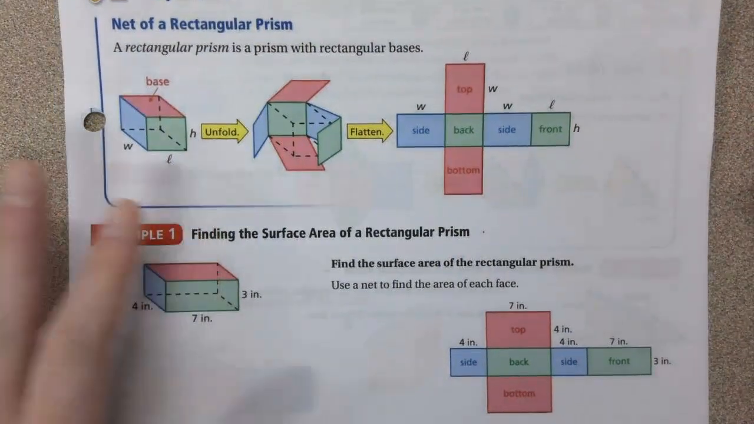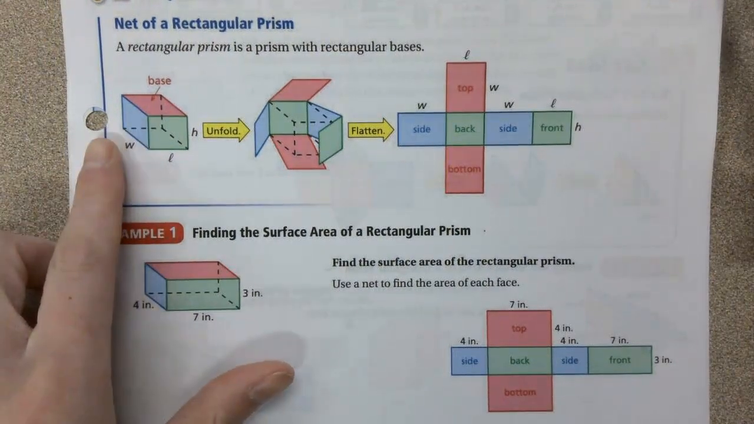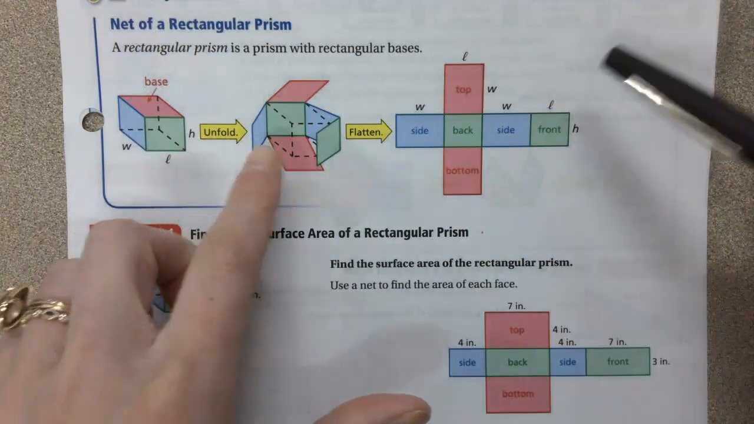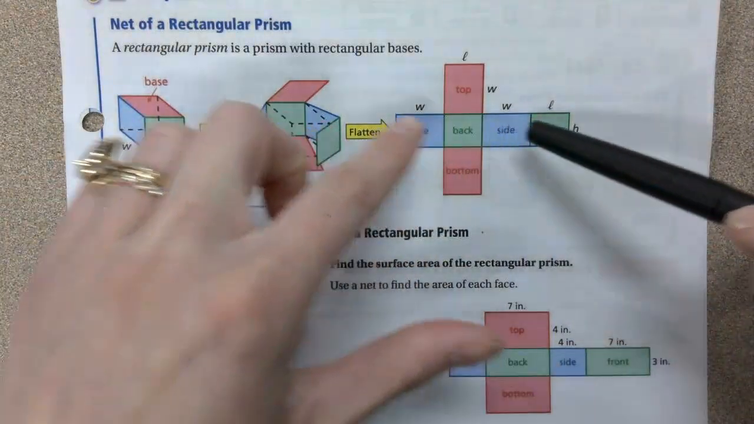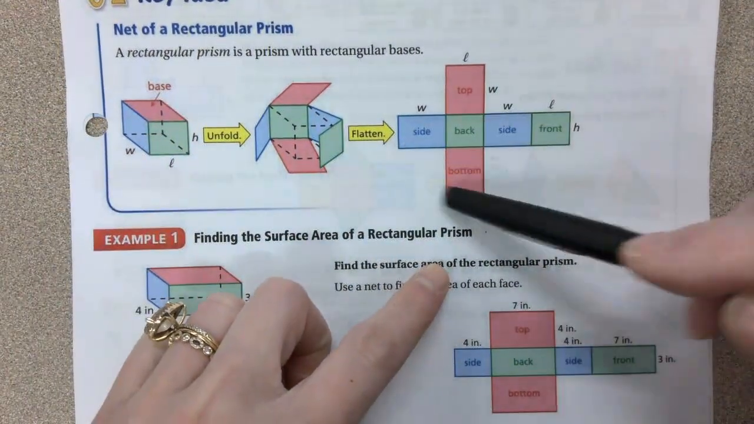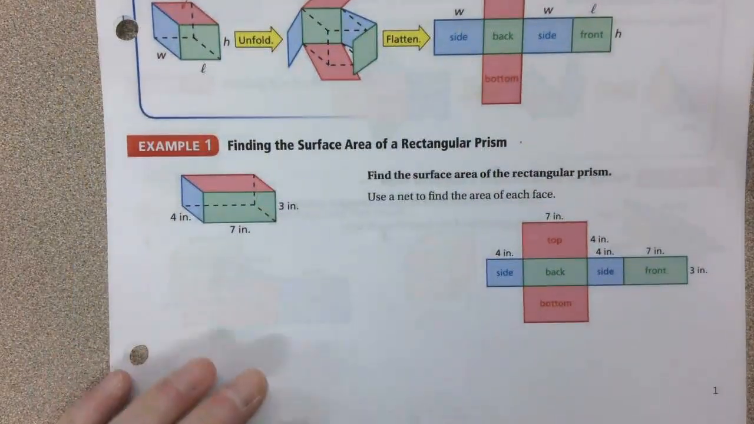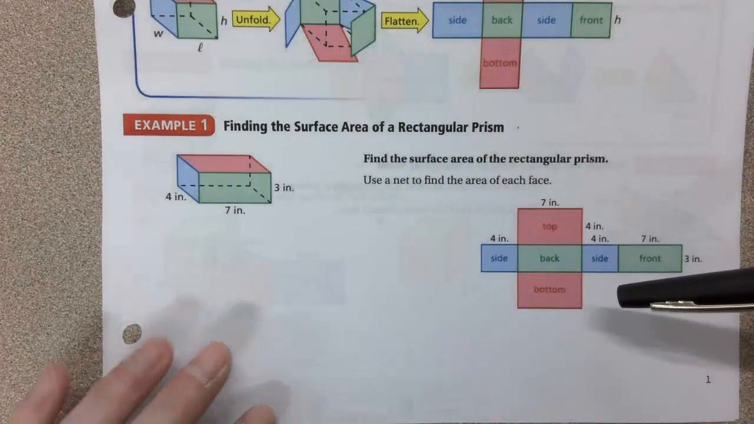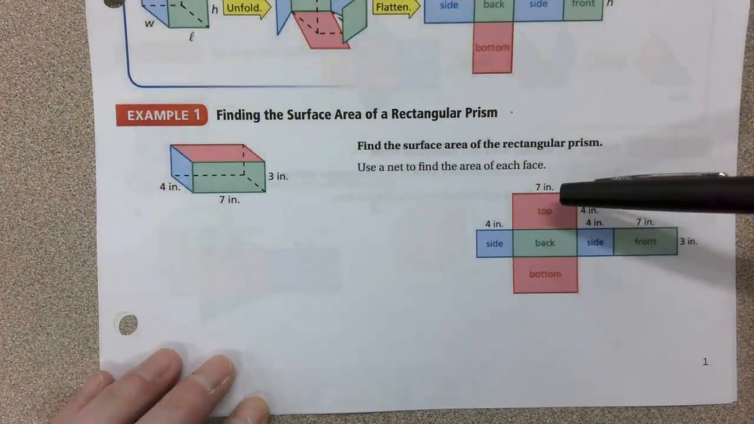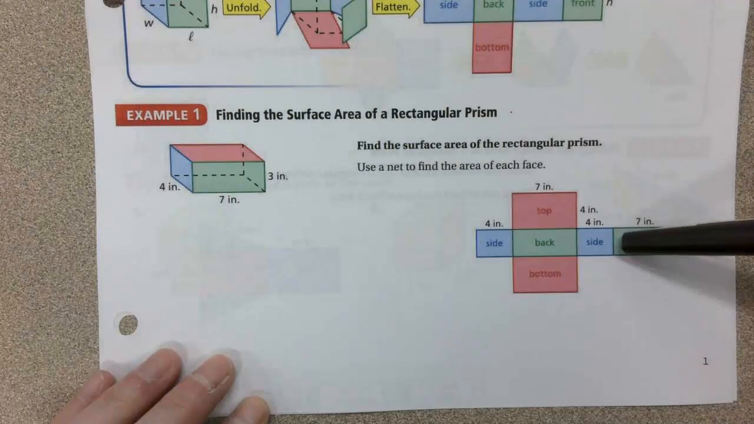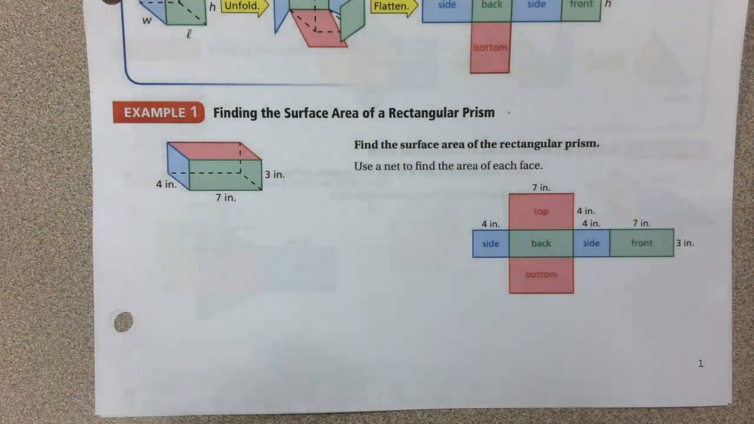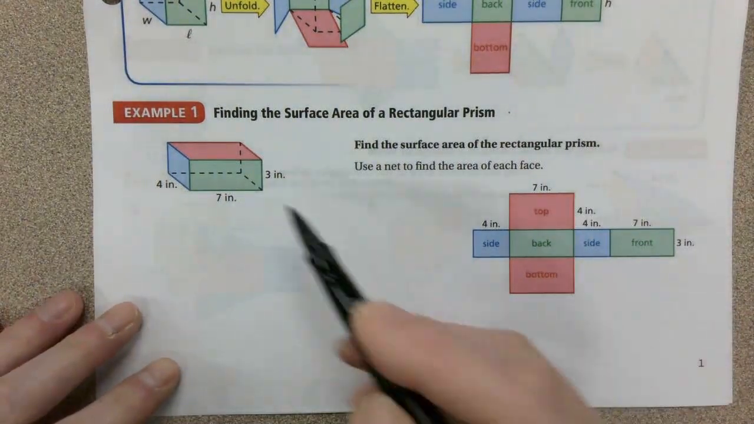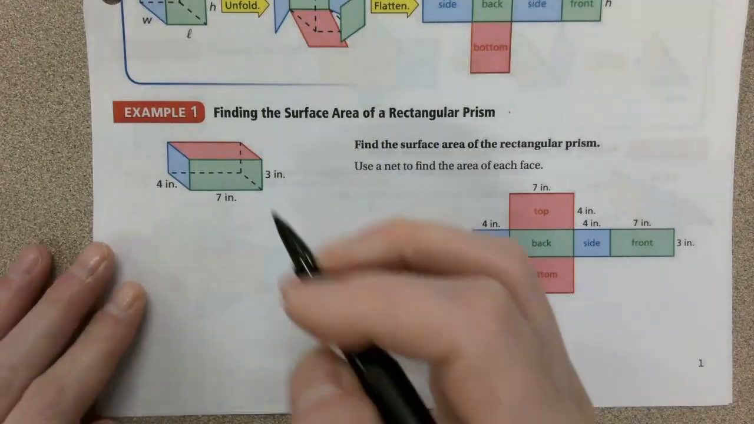So a net would be something like this. Here's my solid. Okay, we unfold it. And then when we flatten it out, that right there is the net. So we can use that net to help us find the surface area of a rectangular prism. With that laid out, we can now see each rectangle that we have in our shape. So we have the top and bottom, so we can see that here.